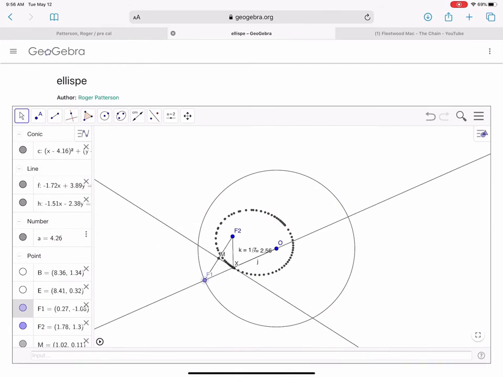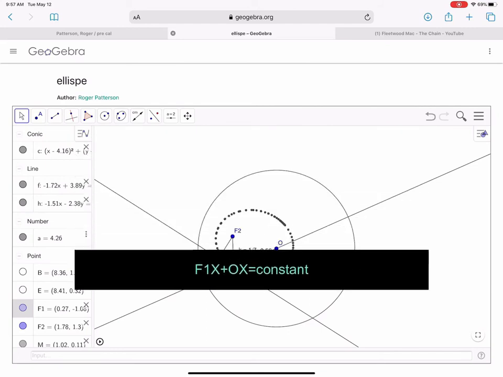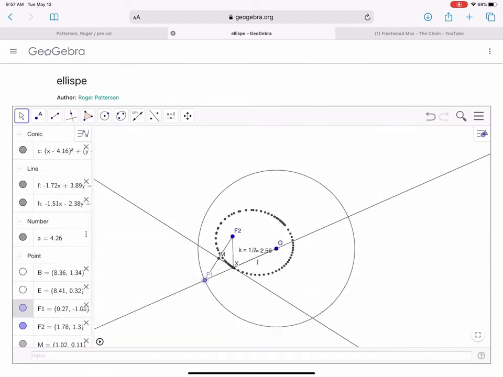So the distance from a point on an ellipse to one focus point, and that distance to the other focus point, if we add those up, it's always going to be a constant. The sum of those 2 distances from a point on an ellipse to the foci points is always a constant, and that constant is going to mean something to us here in a little bit. So that is the big part about an ellipse.